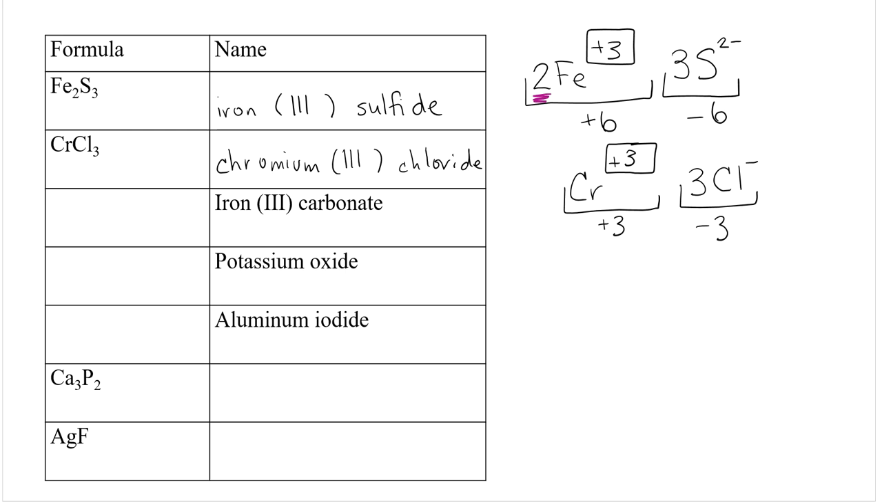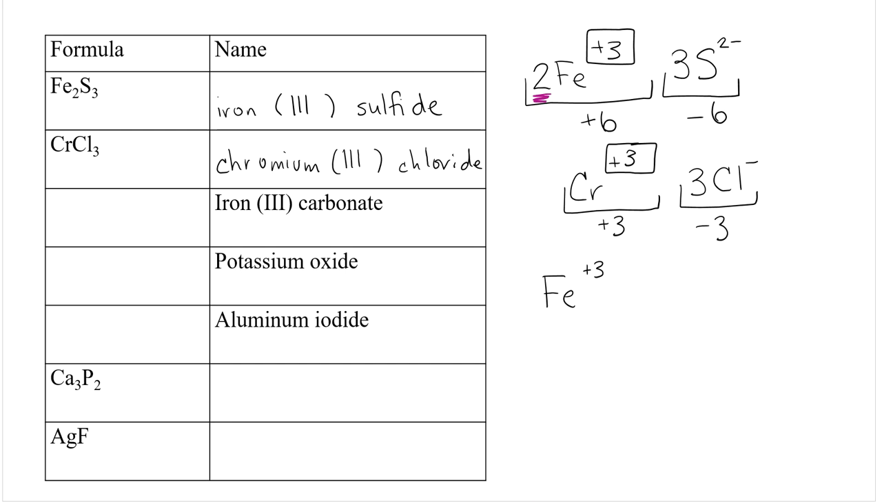Better? Making sense? Good. Iron 3 carbonate. Now we're going from name to formula. Going from name to formula, I always recommend that you go back to the ions. It is an ionic compound. Iron is a metal. That means it's a transition metal. That's why it has that 3 in Roman numerals. So that means that we have iron that has a +3 charge.